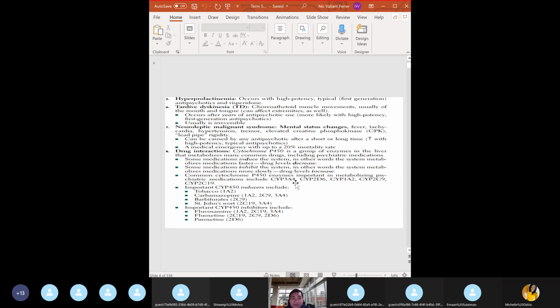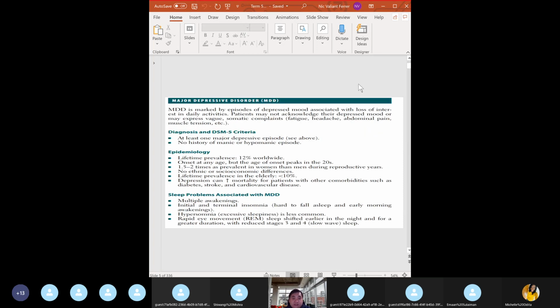Another high yield: don't forget drug interactions. They love this one, even on the Step. Your CYP inducers, right? What are they? Tobacco, carbamazepine, barbiturates, St. John's wort, and CYP inhibitors: fluvoxamine, fluoxetine, paroxetine, duloxetine, sertraline. Okay? All right. That's just a summary. Let's go one by one.